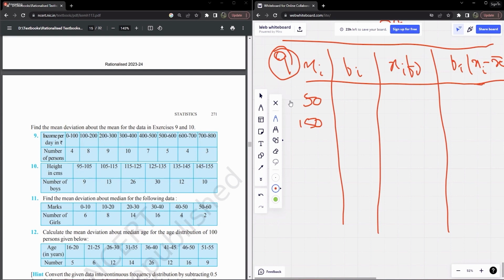So I'm going to basically write that. This is 250, then you have a 350, then a 450, a 550, a 650, and a 750.